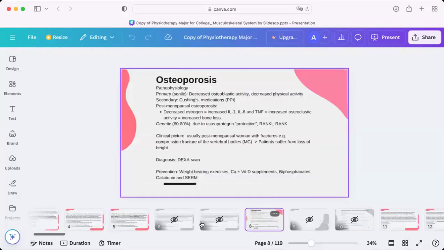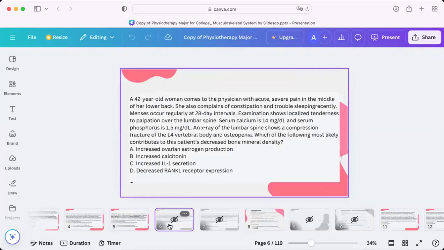All the slides, I have some hidden slides. I feel like these questions were a little bit difficult, but it's up to you guys if you want to go through it. But you know what, let's go through it. Let's challenge ourselves. So we have a 42-year-old woman that comes to the physician with an acute severe pain in her lower back. She also complains of constipation and trouble sleeping recently.